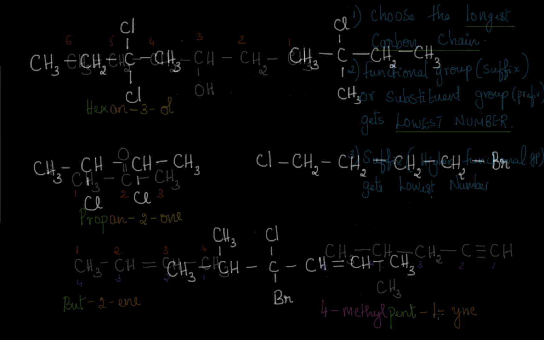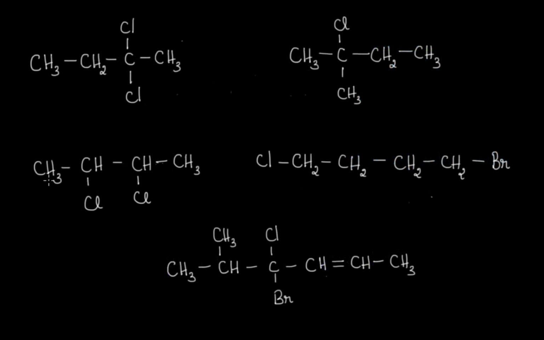Here we have a few compounds which have multiple substituent groups. For example, here you can see that similar substituent groups are attached to the same carbon. Here they are attached to different carbons. Here you can see there are different substituent groups but attached to the same carbon, and here they are attached to different carbons. And also you have a compound which has multiple substituent groups along with a suffix. So let's learn how to name all these in the next video.